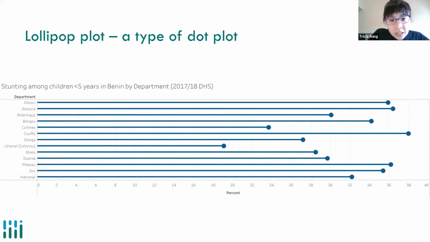Again, in terms of interpretability, the lollipop plots and any dot plots resonate with the fact that our brains are looking on a common axis and judging the length of that line. And so this is an alternative to using just a bar chart.